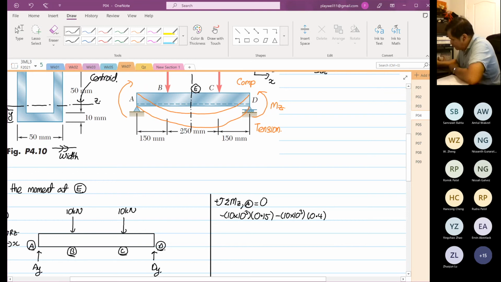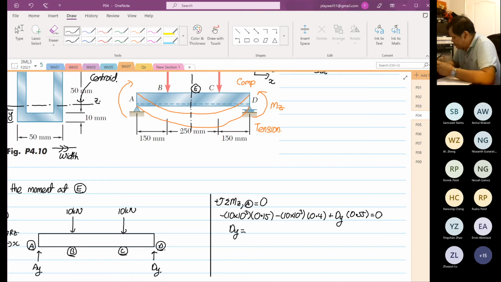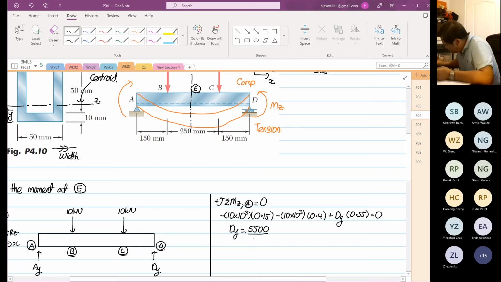Okay, plus by, dy is going to induce a positive rotation about the moment. So it is 1.5 plus a 3 is 5.5. So 0.55. The whole thing is equal to 0. So dy is equal to 0.4 times 10 to the power of 3 plus 0.15 times 10 to the power of 3, which is 5500, divided by 0.55.